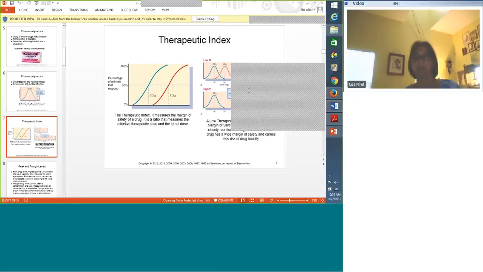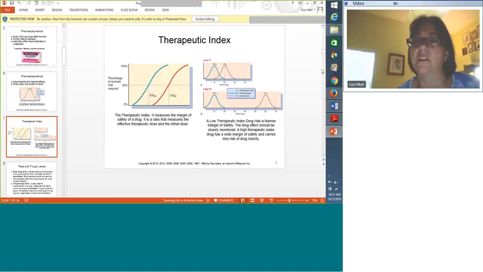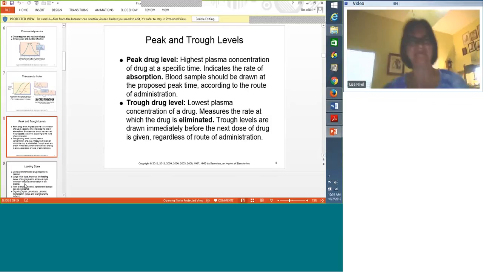So Catherine typed in peak and trough levels, which are a way that we can monitor how the blood levels are in comparison to how they should be for the normal dosing and clearing of medications from the system. And my next slide here happens to be peak and trough. So these words, peak and trough, are correlated: peak is the highest serum or plasma concentration of drug at a specific time. It indicates the rate of absorption of the drug. A blood sample is drawn at the proposed peak time according to the route of administration.